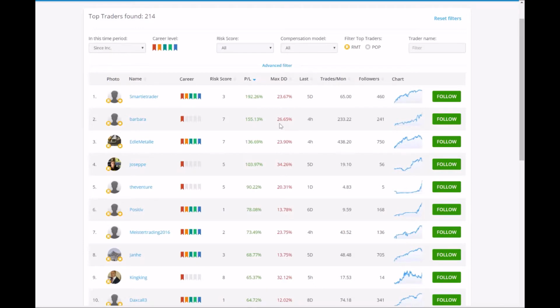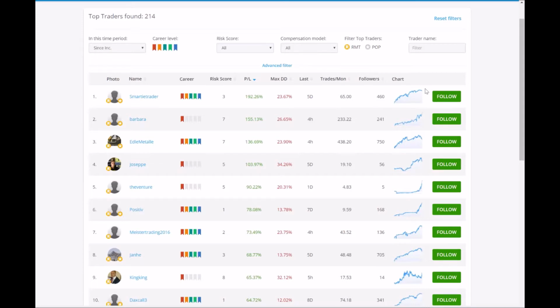So this drawdown figure, I think, is very important. In an ideal world, what we want is a nice chunky profit figure and a relatively low drawdown figure. So for example, at the top, Smarty Trader made 192%, drew down 23% along the way. Who's got a low drawdown? Positive. So Positive down here made 78% profit and only gave back 13% along the way, whereas we have someone like maybe Giuseppe made 103% profit, but gives back about a third along the way. So it's all about what sort of appetite for volatility do you have.